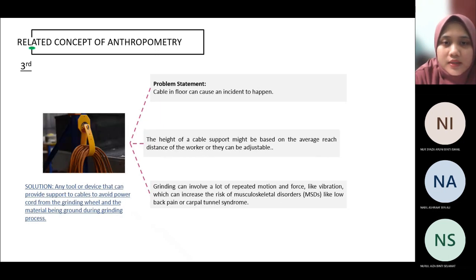The third one is that cables on the floor can cause an incident to happen. The solution for this problem is any tool or device that can provide support to cables to keep the power cord away from the grinding wheel and the material being ground during the grinding process. The height of a cable support might be based on the average reach distance of the worker, or it can be adjustable. Grinding can involve a lot of repeated motion and force like vibration, which can increase the risk of musculoskeletal disorders like low back pain or carpal tunnel syndrome. Next slide.